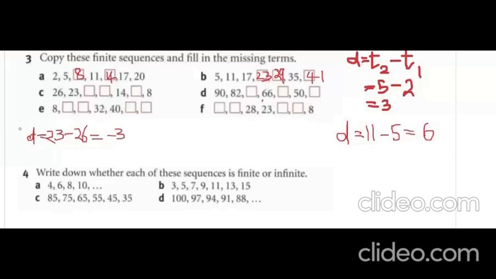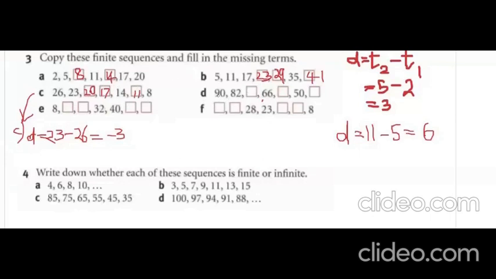Let's see. So we need to keep on subtracting 3 for each and every term. 23 minus 3 is 20. And 20 minus 3 is 17. And 17 minus 3 is 14. So it is correct. Our answer is correct. We got 14 here. And 14 minus 3 is 11. So we got the answer for C. We move to D now.